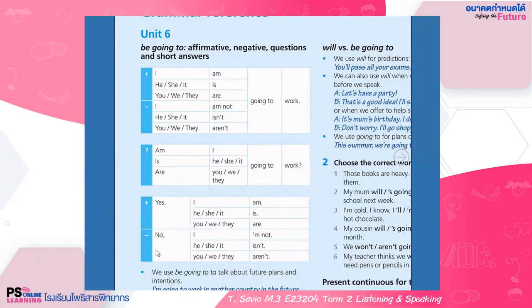And for the negative form of short answers, no, I'm not. No, he isn't. No, she isn't. And no, it isn't. No, you aren't. No, we aren't. And no, they aren't.